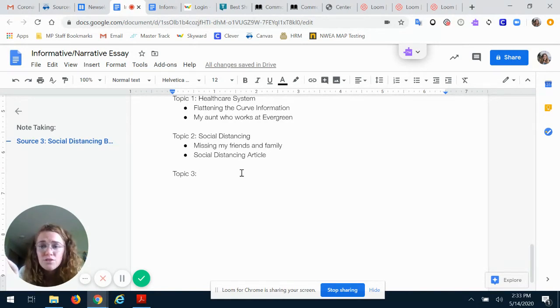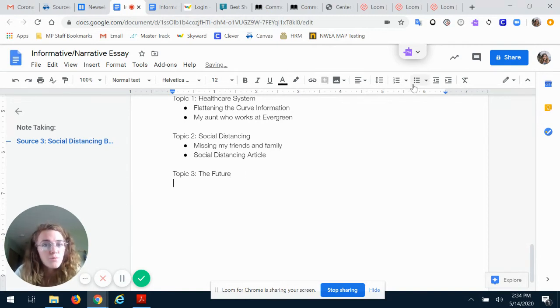Being unsure of what school's going to look like next year. Being unsure of when we get to hang out with our friends again. Being unsure of where we go as a society from here. Our governor is starting to lay out plans of how we will reopen everything. But I'm going to call my third topic future.